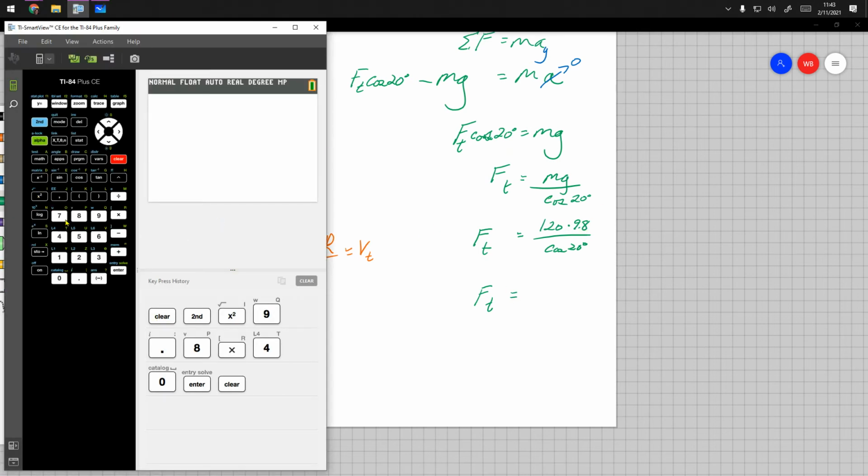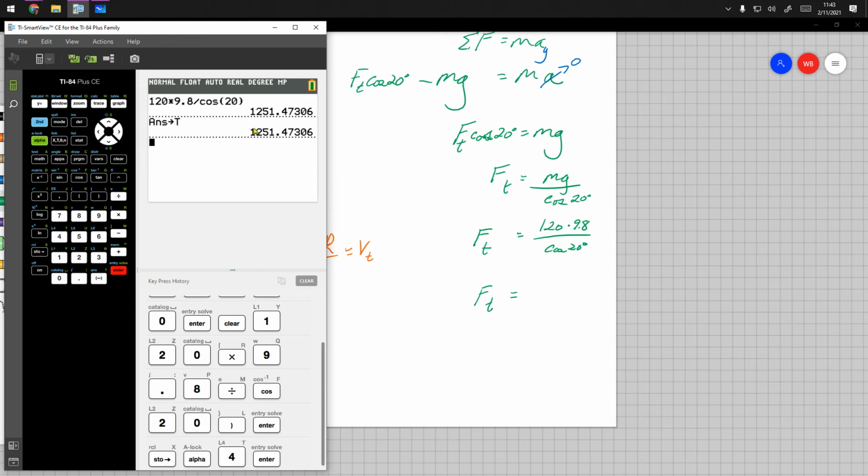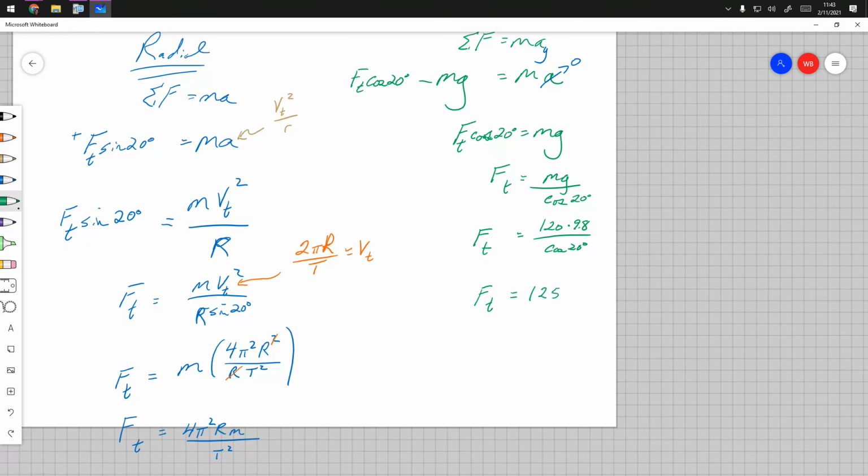So let's go do that. I got 120 times 9.8, and I divide it by the cosine of 20 degrees. I make sure that I'm in degrees, and sure enough, I am, and I press enter. And I get 1251.47. I'm going to store that. That's my tension, so I'm going to store that as T so I don't forget what it is. And if I need to use that again, which I probably will, I'll have that there. So 1251.47, in newtons, because both of these values were SI units.